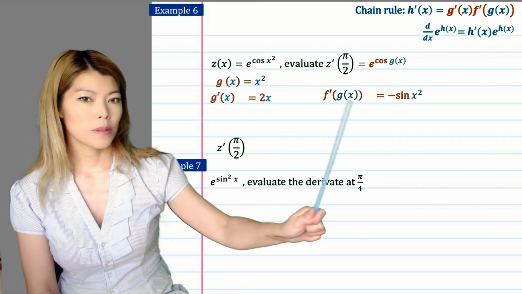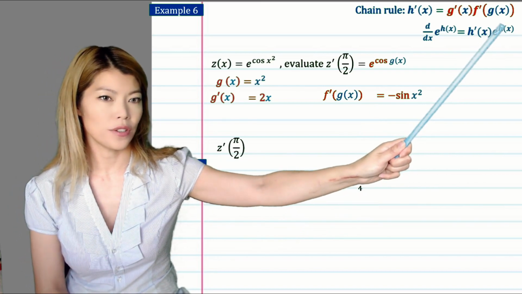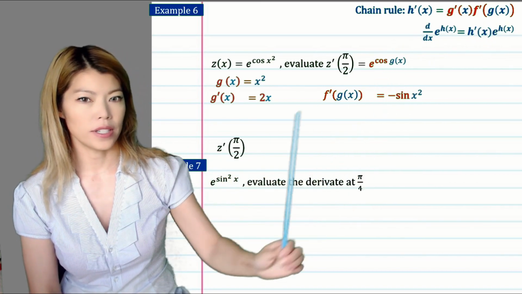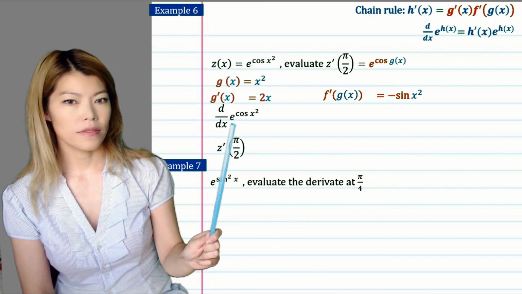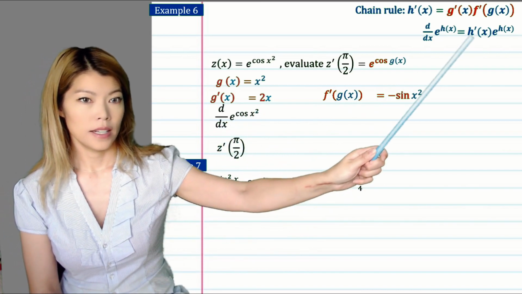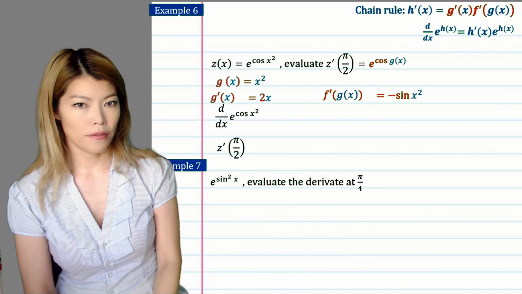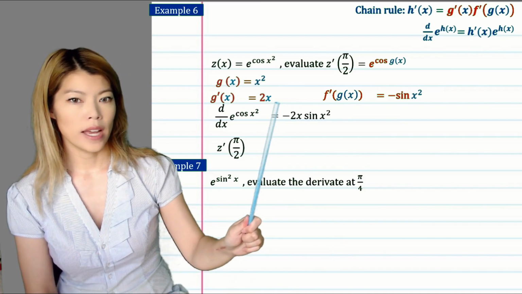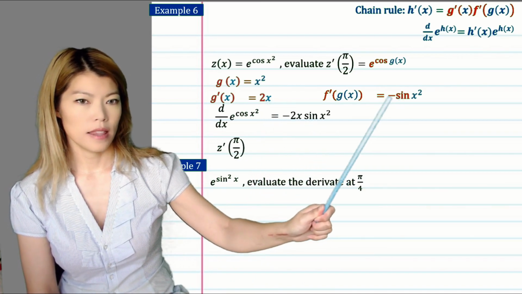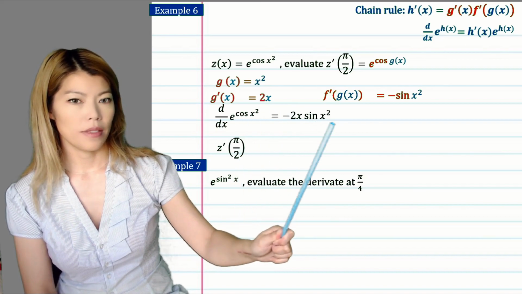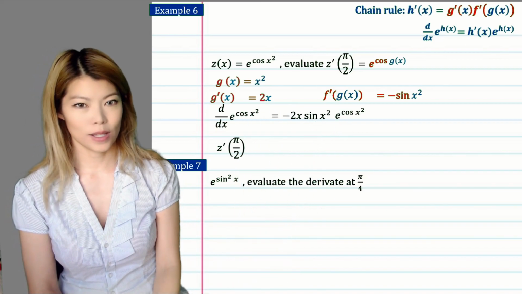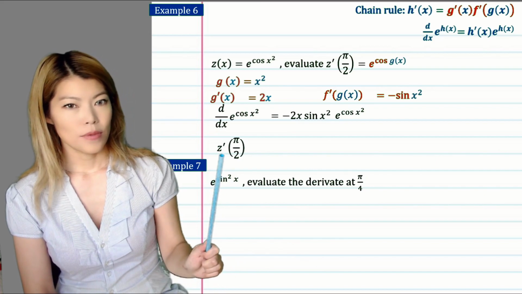So right now, this part is just deriving h of x, and we're putting it at the front. So now the derivative of e to the cos x squared becomes this and this goes at the front, so negative 2x sine x squared, this times this. And now we copy out that bit, e to the cos x squared. And then have we answered the question?